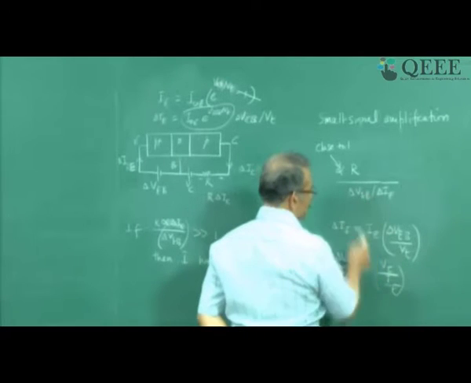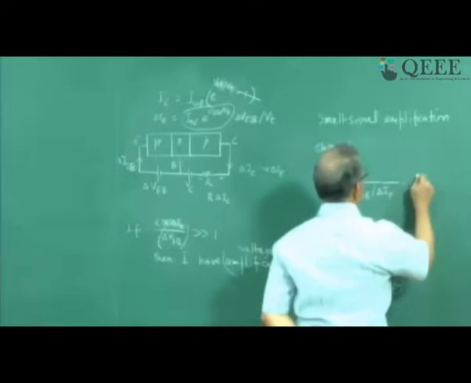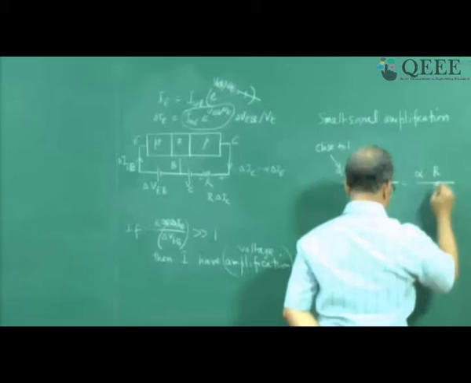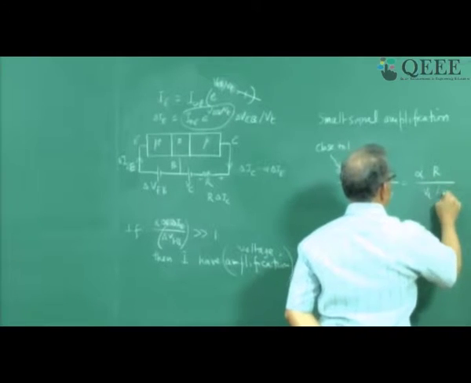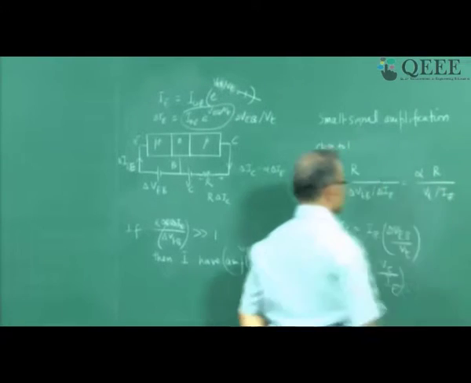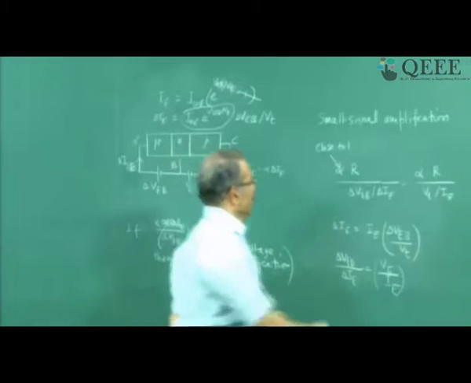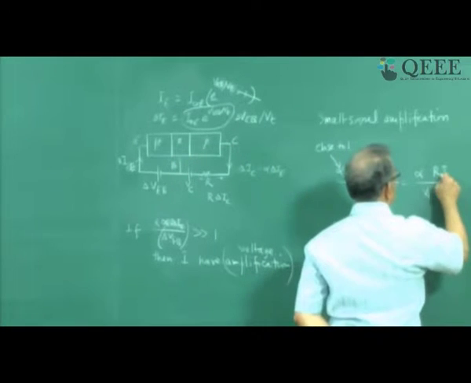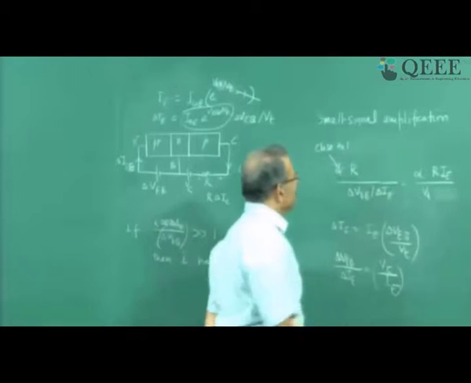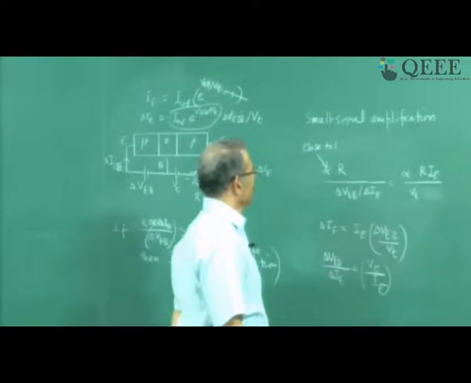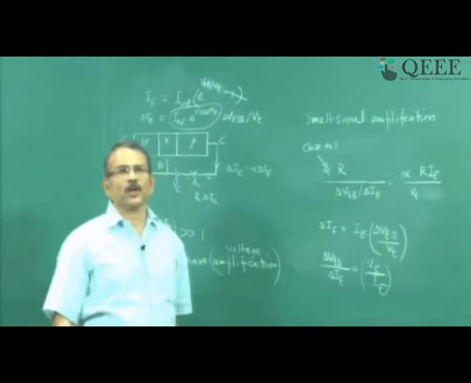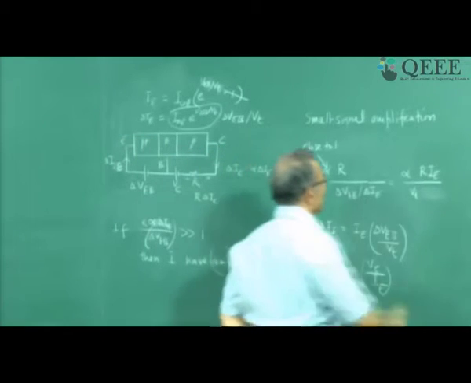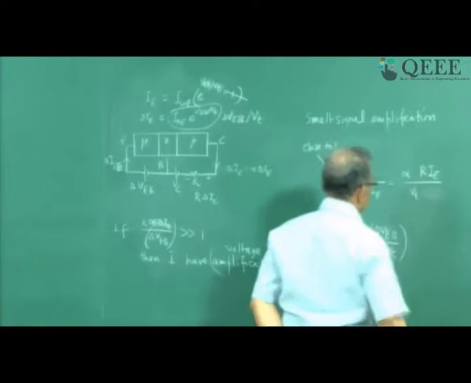So I can substitute this VT by IE here. I will get this equal to alpha times R by VT by IE. If I push this IE up, it is alpha into R IE by VT. Now let us put some typical values of resistors and current IE and see how much this value is.